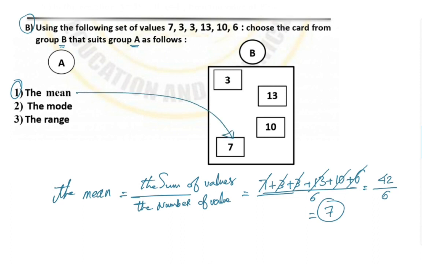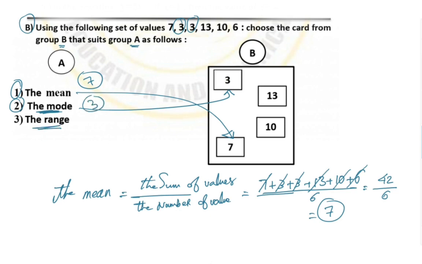Now the mean is 7. Okay, 2. Card of the mode. What is the mode? The most occurring number. Look here, we have 7, 3, 3, 13, 10, 6. What is the repeated number here? 3. So 3 is the mode. Okay, we said that the mean is 7 and the mode is 3.